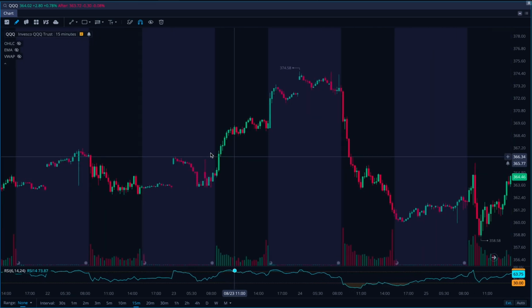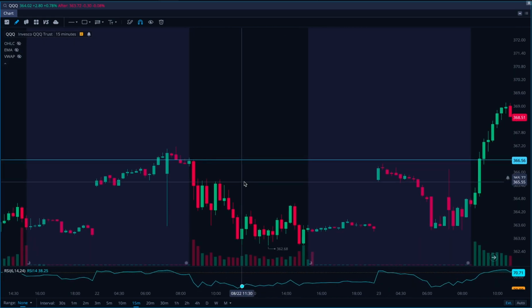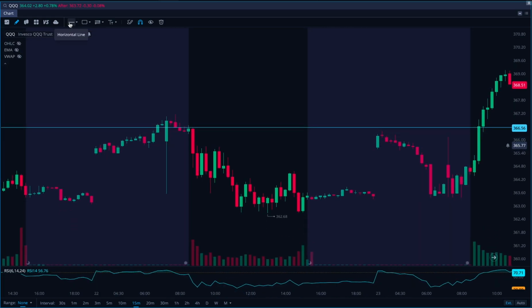So first and foremost, if we're going to trade this day, we need to look at the previous day and see what happened. Let's go ahead and chart the highs and lows of the previous day. So here we have the 15-minute chart of the QQQ. This is the opening price. It's also the high. We're just straight above it, and then the low right here.